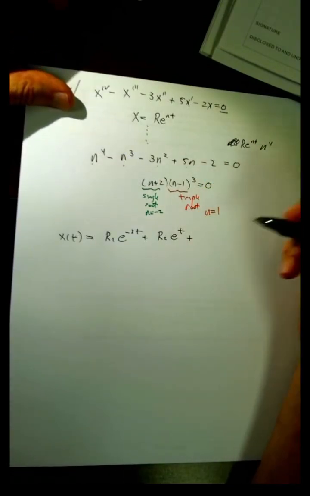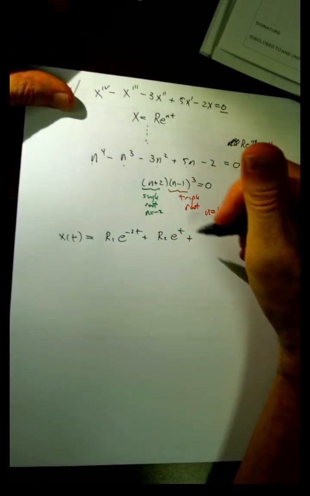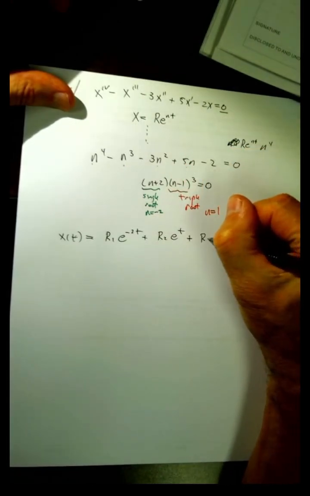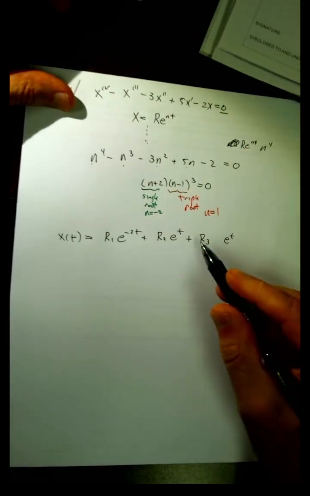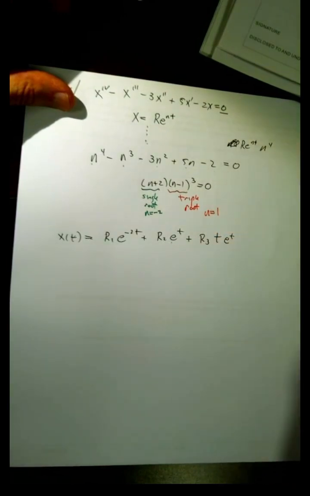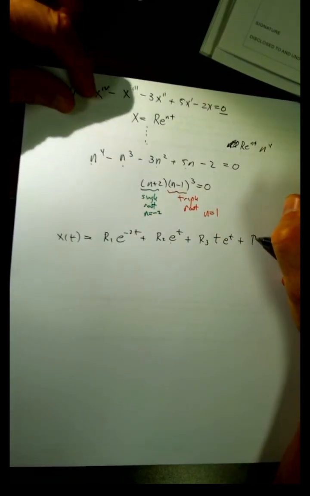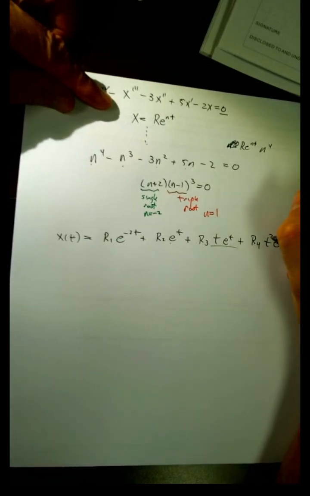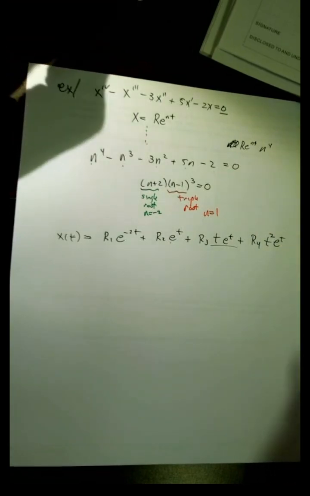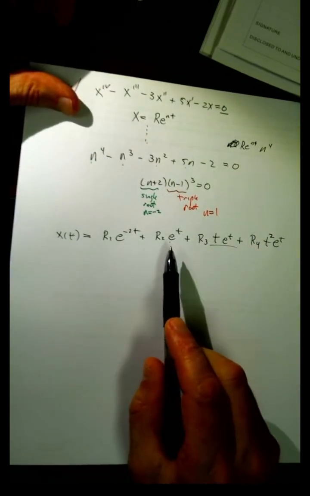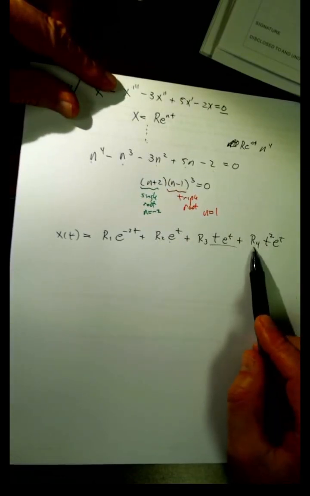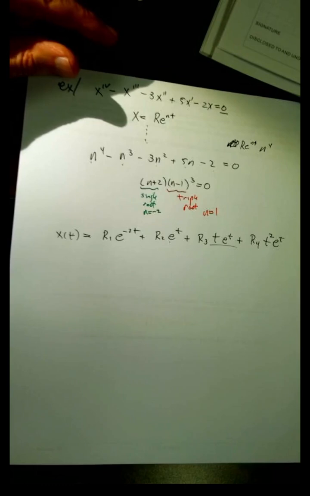And what you end up doing, if you go through and do the reduction of order, you'll get exactly this. But for the next one, we're going to do what we did before. We take our previous thing, multiply by t. And for the next one, I can take this previous one and multiply by t again. So my general solution is going to look like r1 e to the minus 2t plus r2 e to the t plus r3 t e to the t plus r4 t squared e to the t.